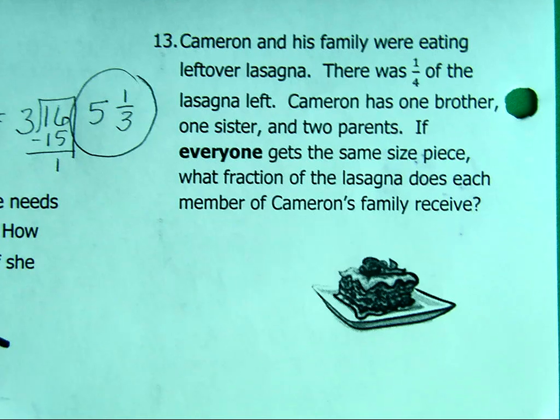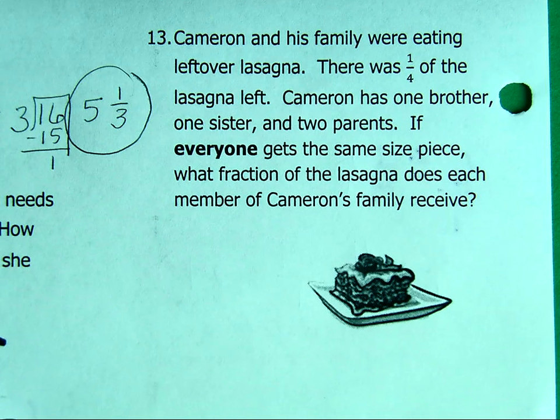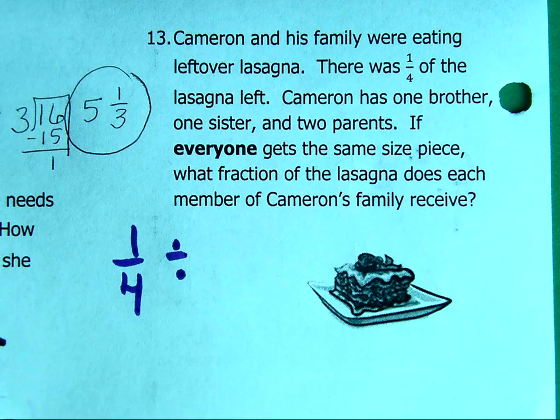Cameron and his family were eating leftover lasagna. There was 1/4 of the lasagna left. Cameron has 1 brother, 1 sister, and 2 parents. If everyone gets the same size piece, what fraction of the lasagna does each member of Cameron's family receive? So they only have 1/4 of the whole lasagna to split between all of them. In my family, this would be more like a snack than another meal. So we have to count all of the people who are going to be eating this leftover lasagna. We have Cameron, plus 1 brother, plus 1 sister, plus 2 parents. So Cameron, brother, sister, that's 3, 2 parents, that's 5 people. So we're dividing it 5 equal ways.